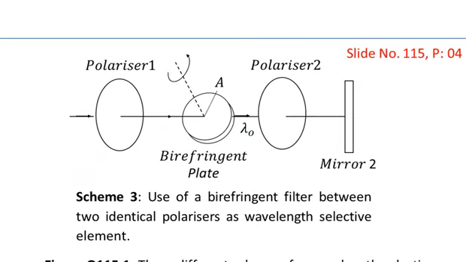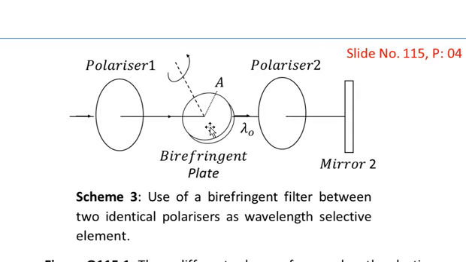Now we are going to discuss this third scheme. You see that there are two polarizers, polarizer 1 and polarizer 2. These two polarizers have the same axis. That is, the axis of polarization, or the transmission axis, of polarizers 1 and 2 are identical. In between them, we have placed a birefringent plate, and the axis of the birefringent plate is shown and marked with capital A.